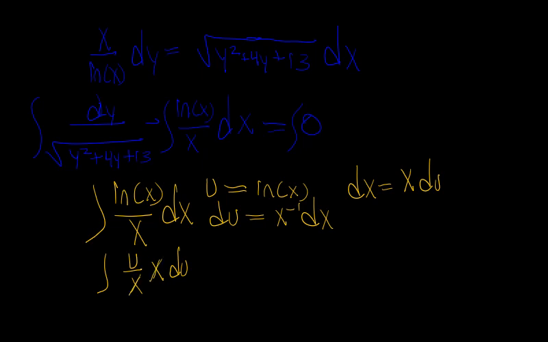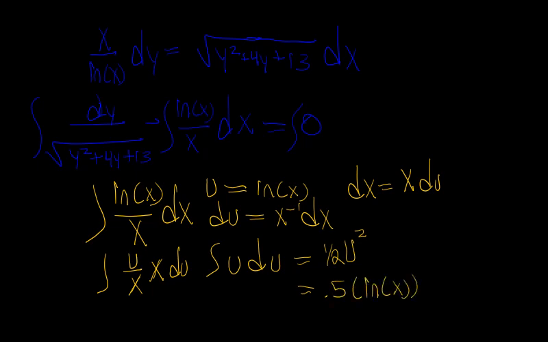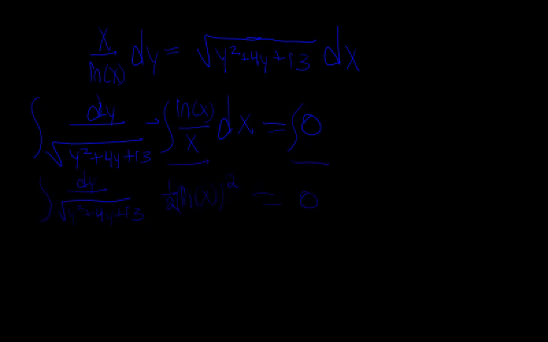So these x's get rid of each other, and you end up with the integral of u du, which is 1/2 times u squared. And normally I'd worry about the constant of integration, but in this case it's going to be on the other side anyway. So the integral of ln x over x is 0.5 times ln x squared. So this is the point we've gotten to, where the integral that we have to solve now is this integral of, in the numerator, dy, and in the denominator, root of y squared plus 4y plus 13.